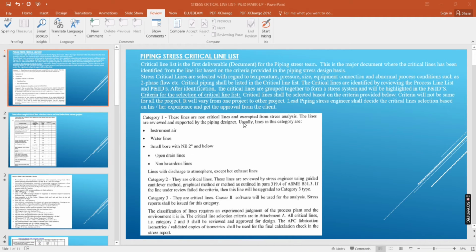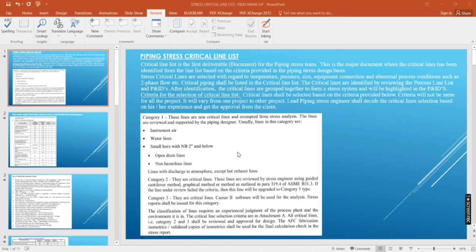Generally in all projects they will categorize lines into three categories, three levels: level 1, level 2, level 3, or category 1, category 2, category 3. This will vary from project to project and depends on the client requirement. We need to identify the critical lines in our line list. So first, category one.